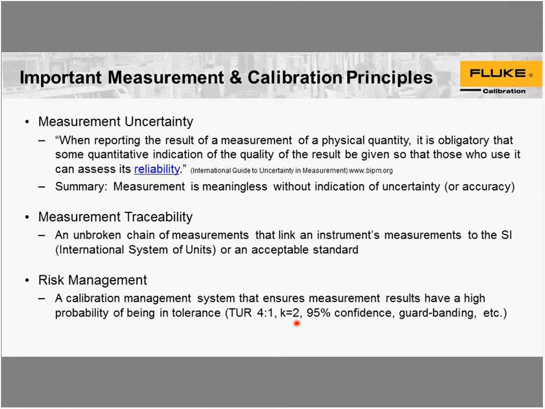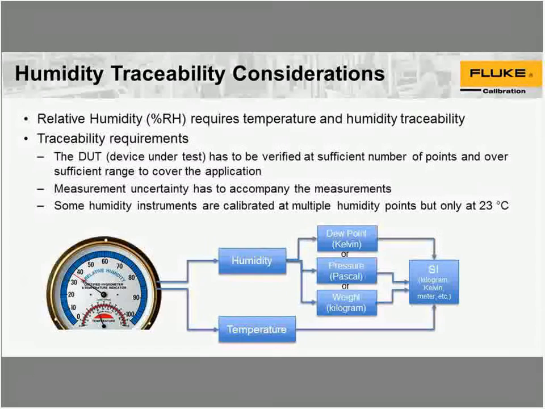So let's apply traceability to humidity. The traceability for relative humidity: we have a relative humidity sensor here that has two paths of traceability. There we have the temperature side, which is very clear what that is, and it goes directly over to the Kelvin in the SI. And then we have humidity.